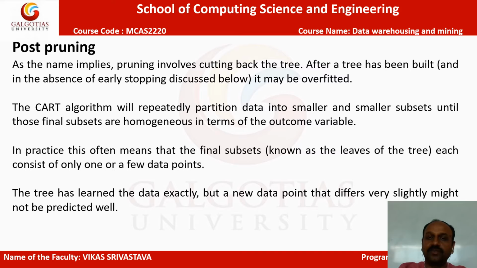In this case, we create the entire decision tree, and afterwards you try to cut back that particular tree. In practice, this often means that the final subsets, known as the leaves of the tree, because in every tree you have a root, then decisions, then some leaves, so that's why the branching concept is there. Each leaf consists of only a few data points. So the tree has learned the data exactly, but a new data point that differs very slightly might not be predicted well.